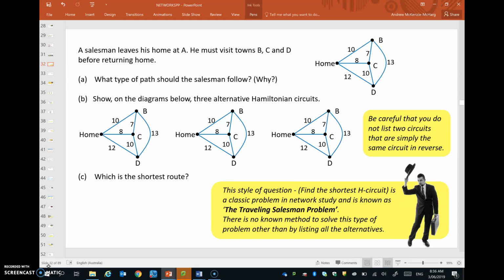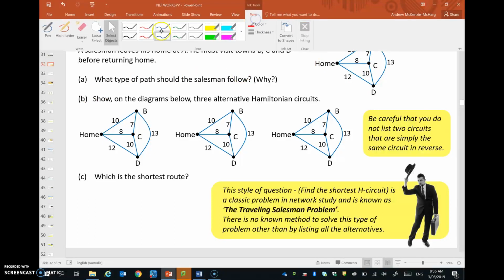Particularly, you can imagine logistics companies are doing this sort of thing all the time, where they're making deliveries to different locations and they want to travel the shortest distance possible while doing that. And that's what this problem really involves. So a salesman leaves his home at A, that's just labelled home, there's no A there, and must visit these towns B, C and D, and then go back home again. So what type of path should the salesman follow?